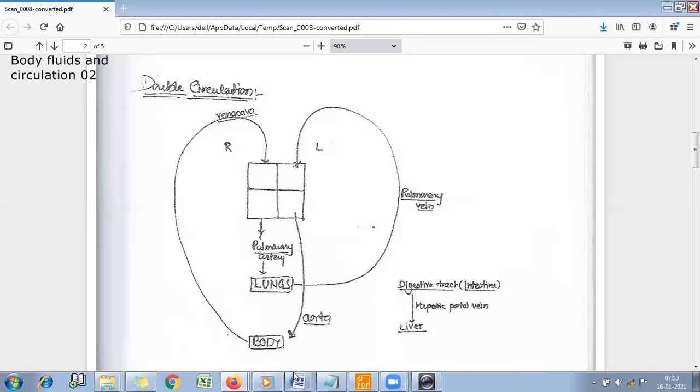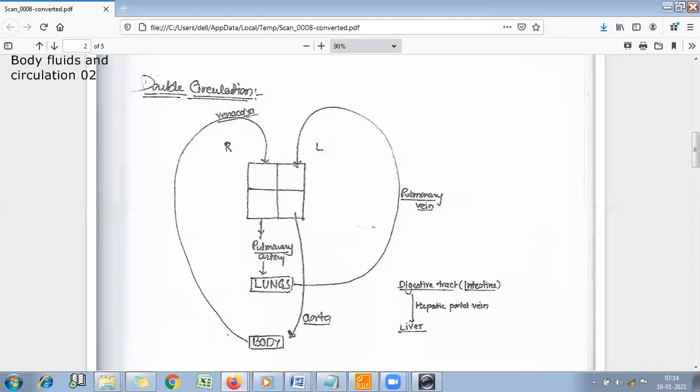We can see here the blood moves from the body to the right atrium. We will start from here. Blood comes from the body to the right atrium, and this is the vein. We have seen in the structure of the heart that it is the vena cava.